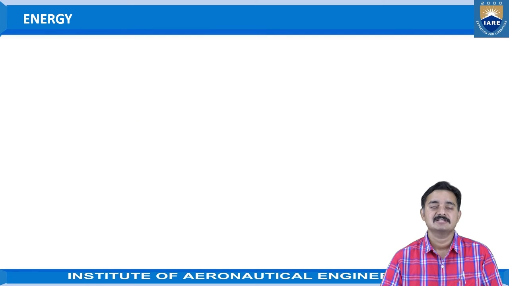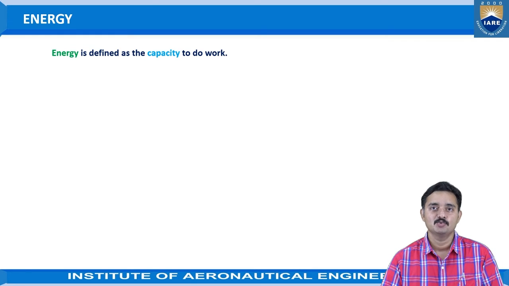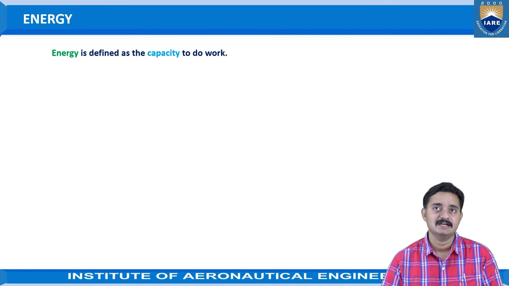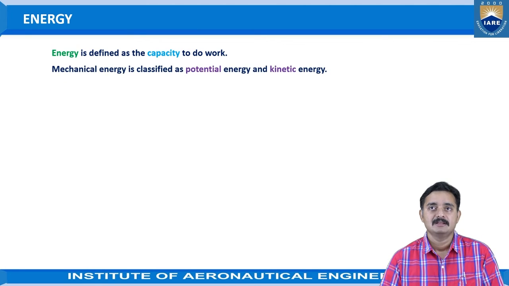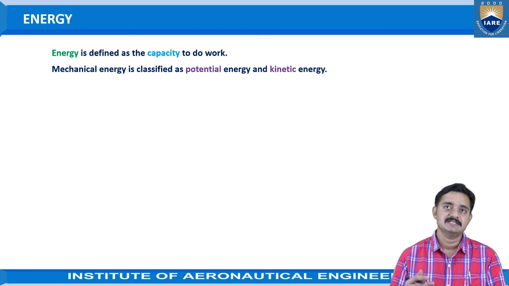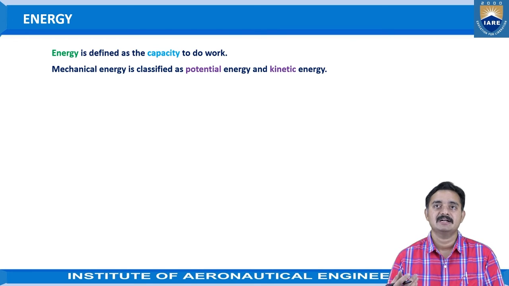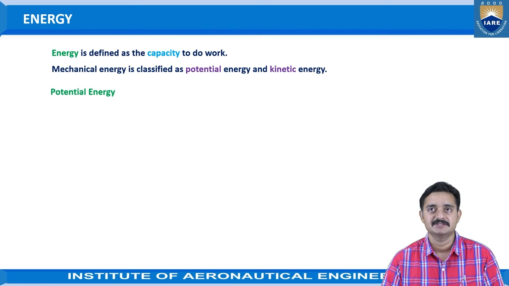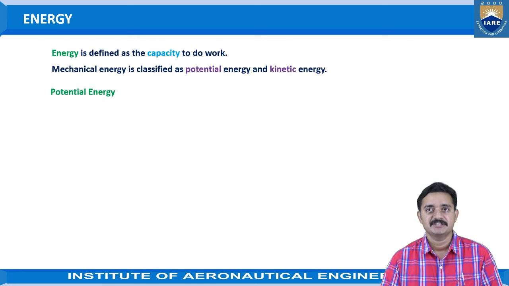Now let us see the concept of energy. Energy is defined as the capacity to do work. The definition of energy, the units and concepts are similar to work done, but energy is defined as the capacity to do work. The mechanical energy is classified as potential energy and kinetic energy. First, let us learn about the potential energy.